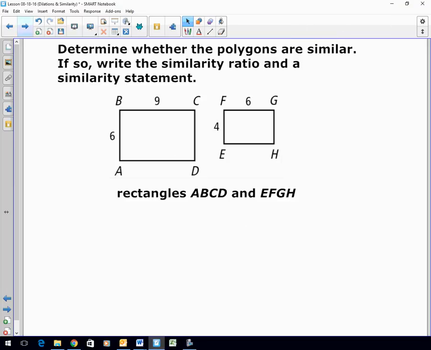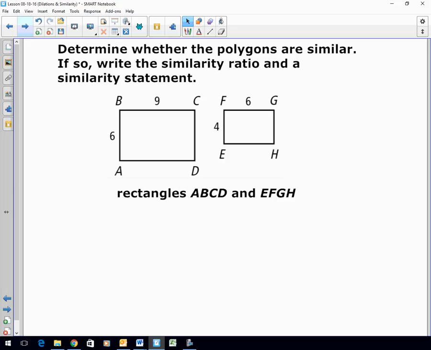Okay, hey. Determine whether these polygons are similar. If so, write the similarity ratio and a similarity statement. I want to know if rectangle ABCD is similar to rectangle EFGH. Okay? Wow, this is what today's classwork is going to look like, okay?